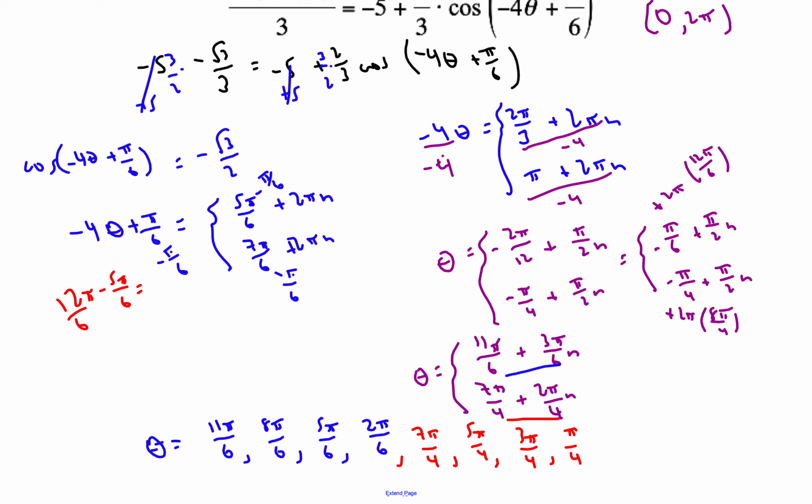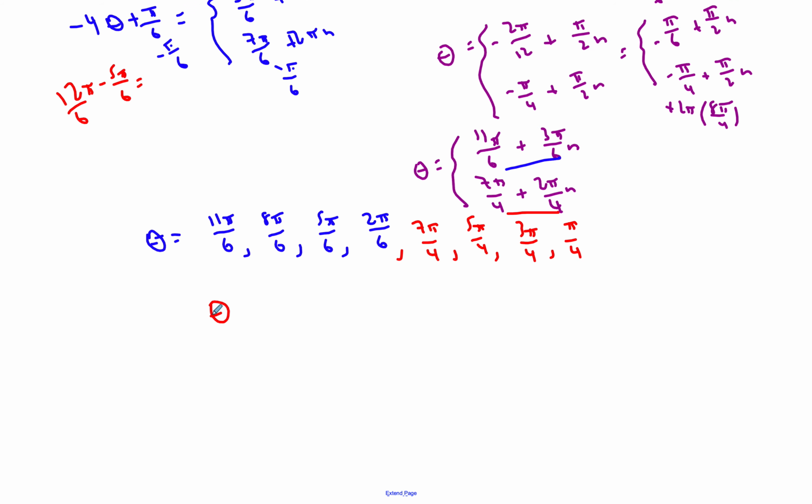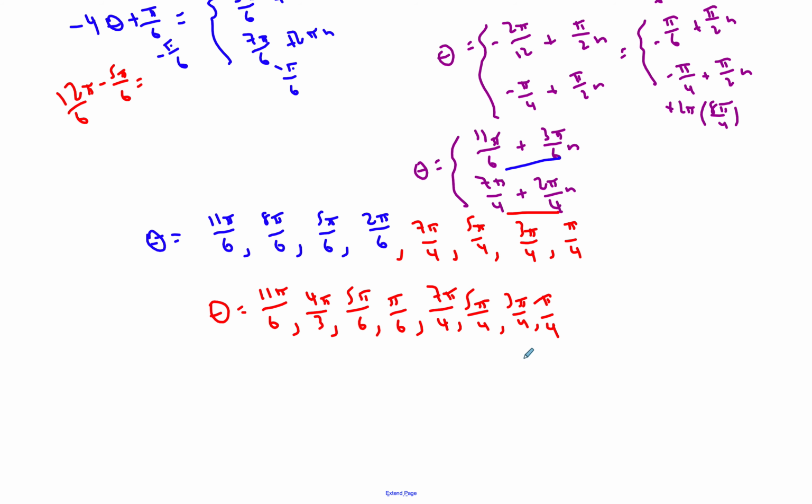Okay? Now I would expect you to simplify these. So in the end, 11 pi over 6 can't be simplified. 8 pi over 6 is 4 pi over 3. Divide both by 2. 5 pi over 6, can't do it. 2 pi over 6 is really pi over 6. 7 pi over 4, 5 pi over 4, 3 pi over 4, and pi over 4. So as you can see, you get 1, 2, 3, 4, 5, 6, 7, 8 different values that work between 0 and 2 pi. Frankly, solving between 0 and 2 pi is a pain.